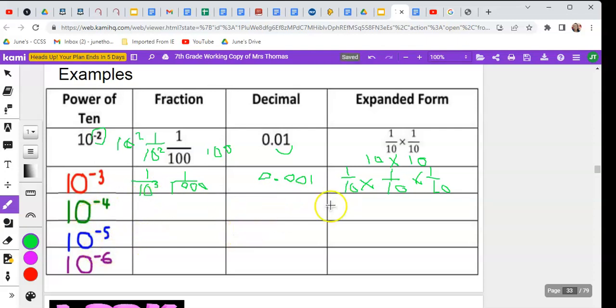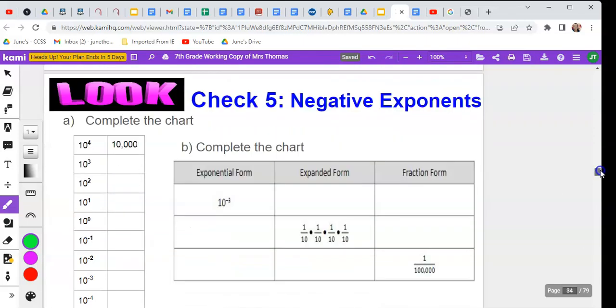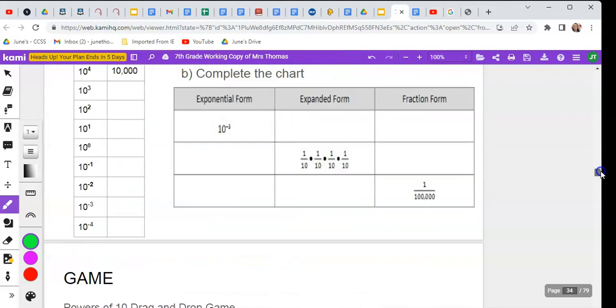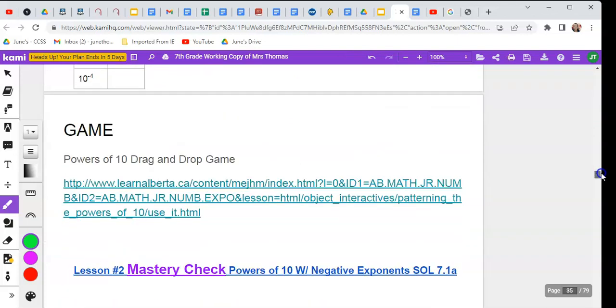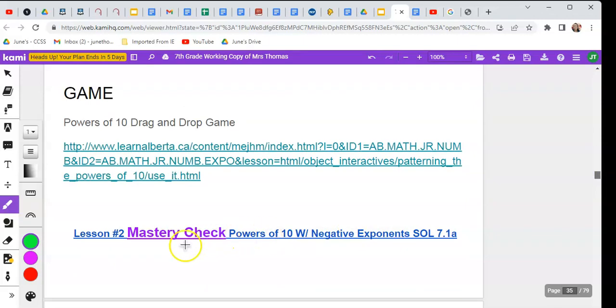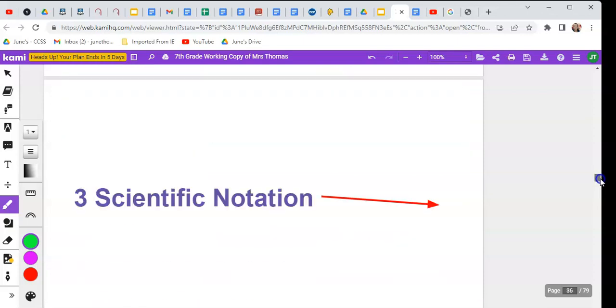So I want you to finish the pattern. Remember, you're going to complete the chart. Look back at the pattern. When you're finished, there are games to practice. But the goal is to finish your mastery check with at least 80%. And then you can move on to lesson 3, scientific notation.